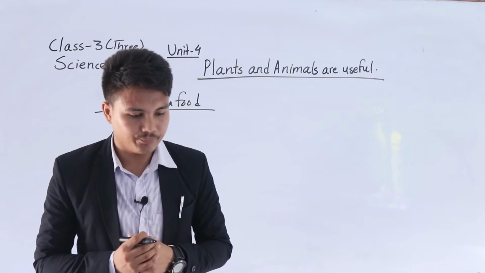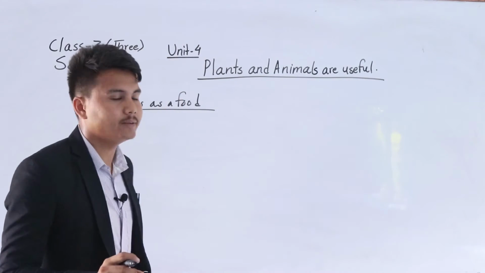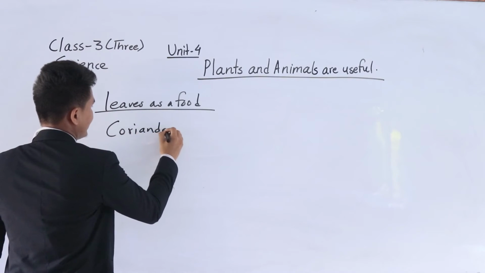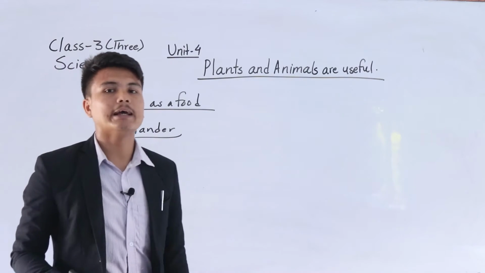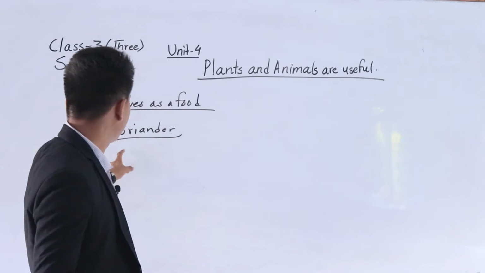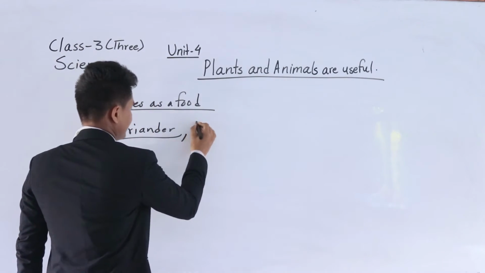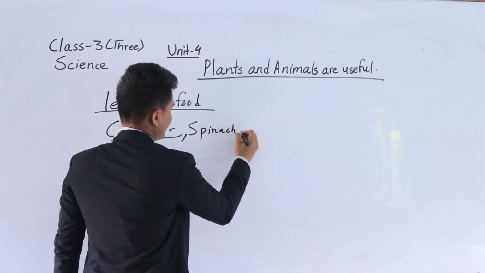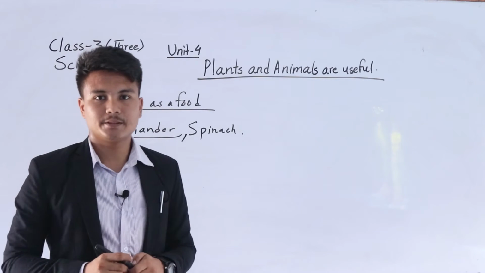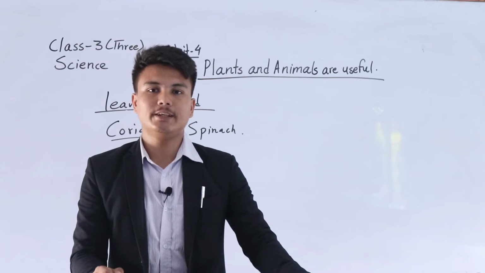We have eaten leafy greens. Okay, such as coriander. Do you know what is coriander? Do you know what is coriander? Coriander in Nepali we say dhaniya. So coriander and spinach, what do we use from them? We use leaves. We eat the leaves. That kind of food is eaten as a leaf.